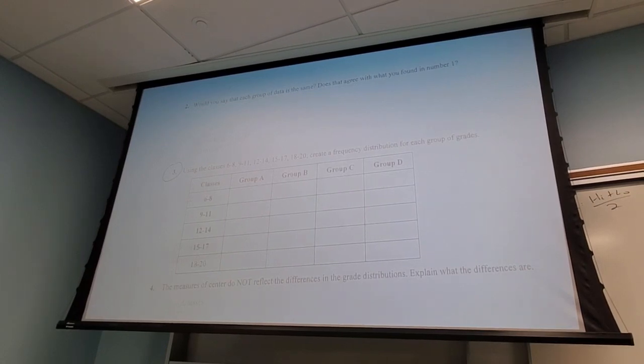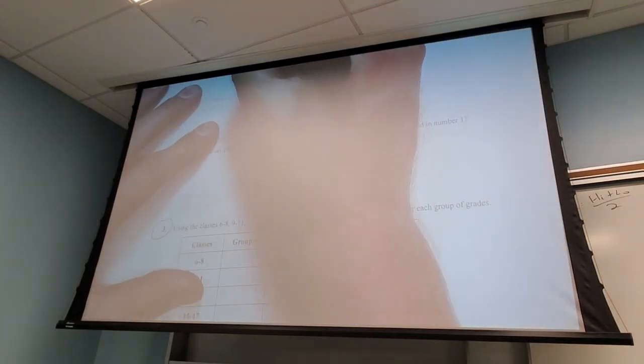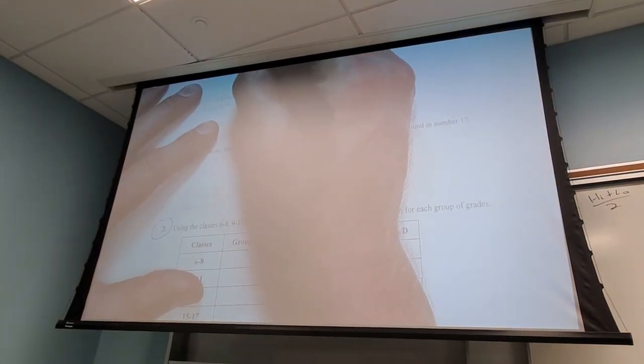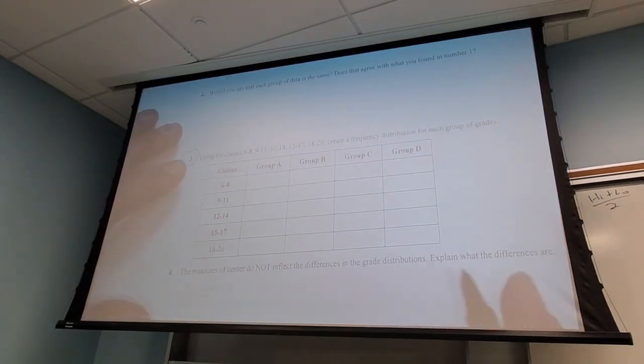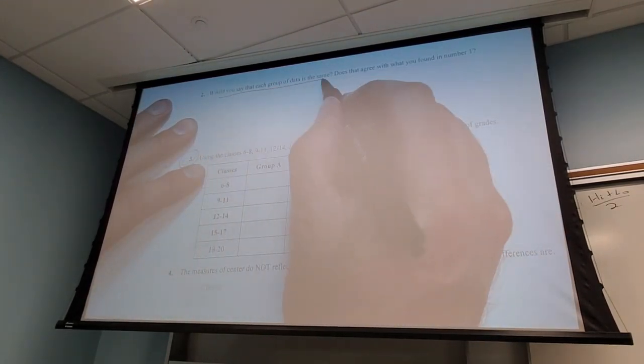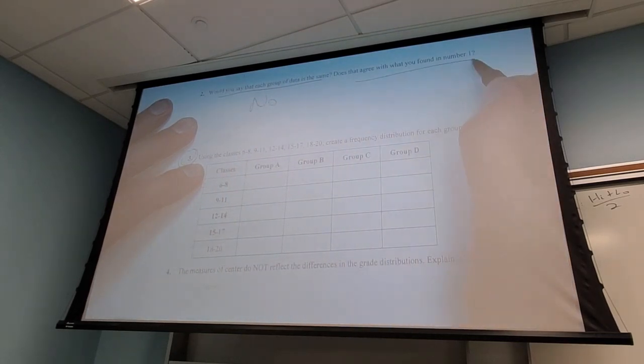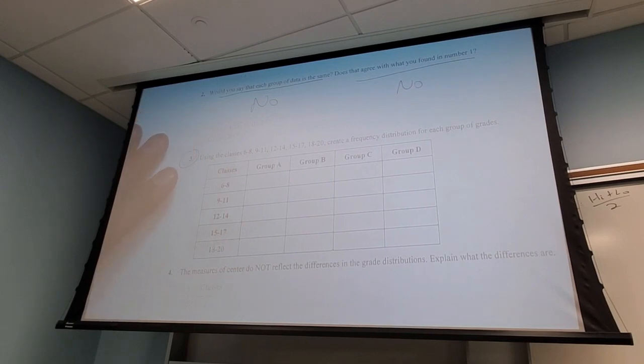All right. So the reason I changed Group D, I used to have Group D that was 6, 7, 8, 9. I changed it just to make number 3 a little more extreme. Does it agree with what you found? Not really. Almost everything's 13. So just by looking at that, it seems like they all should be the same data, but we know they're not the same data.